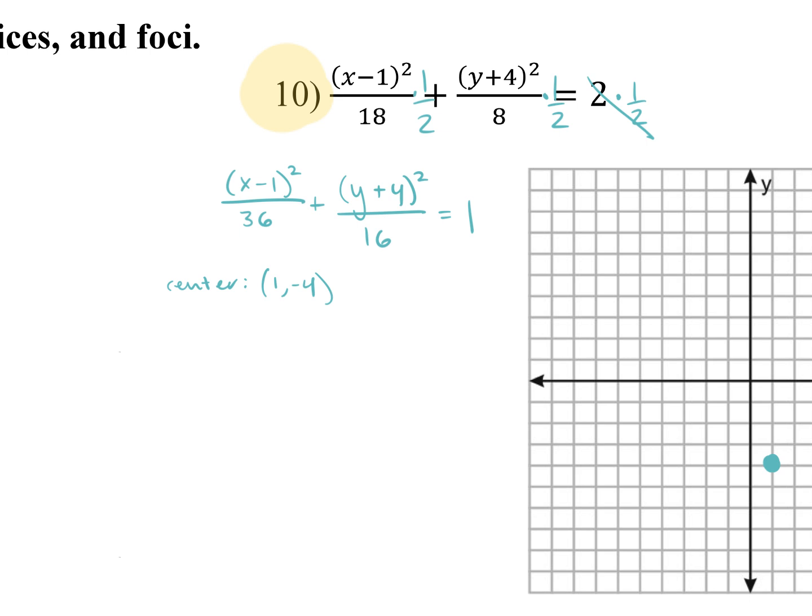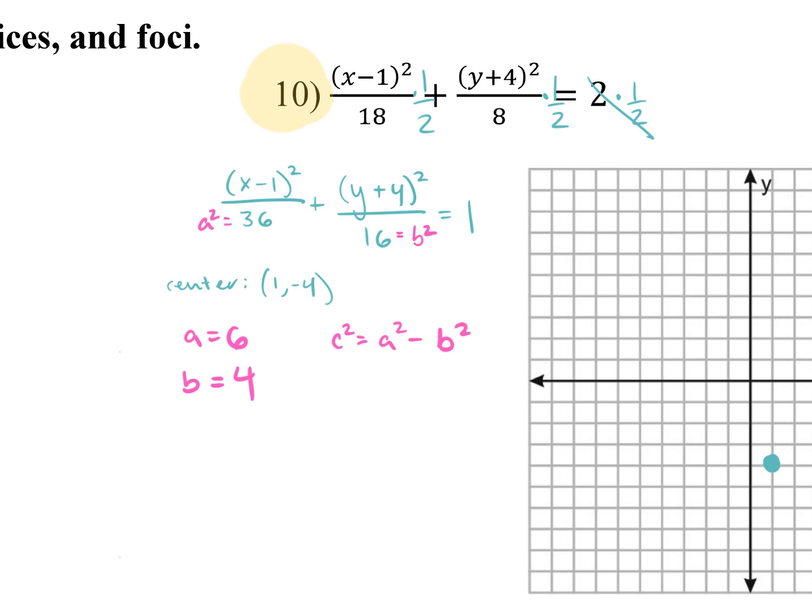Next, what's our A? A squared would be 36 here. So A is 6, perfect. And B squared is 16, so just B would be 4. How do we find C here? C squared equals what? A squared minus B squared, perfect.